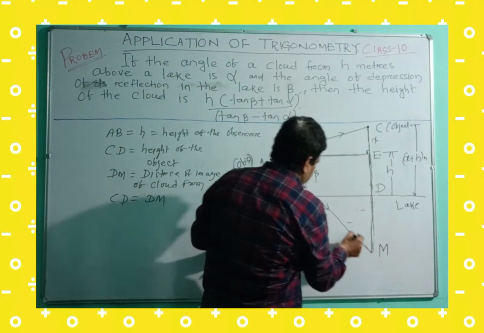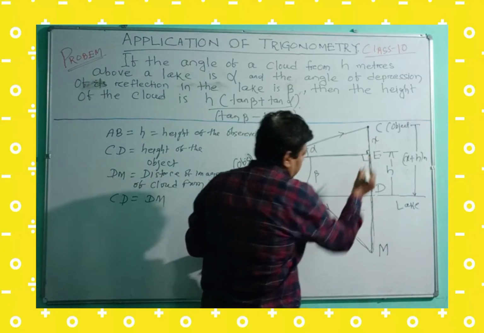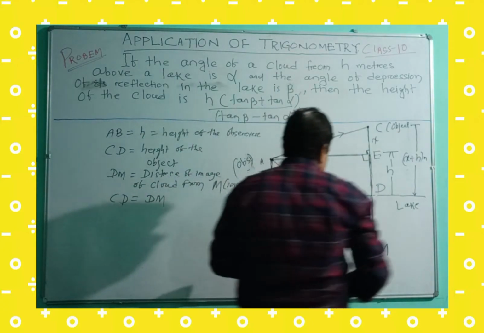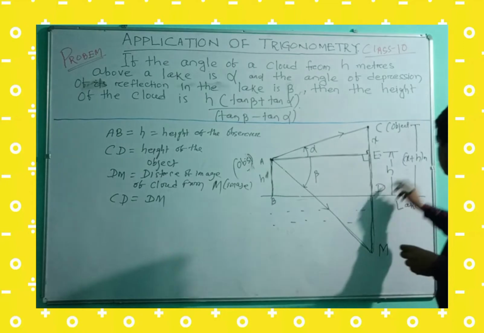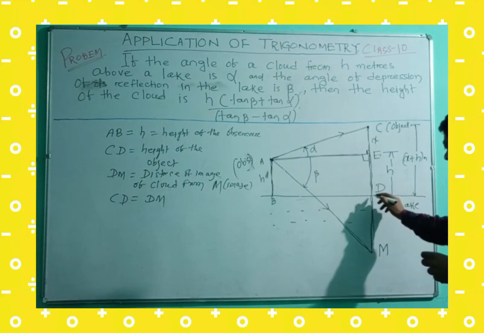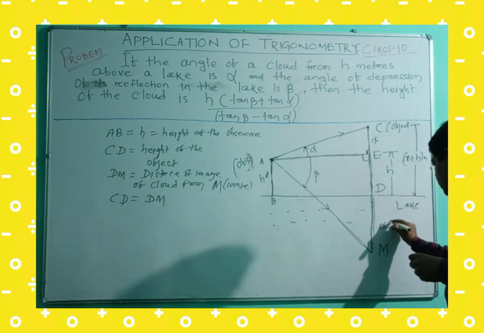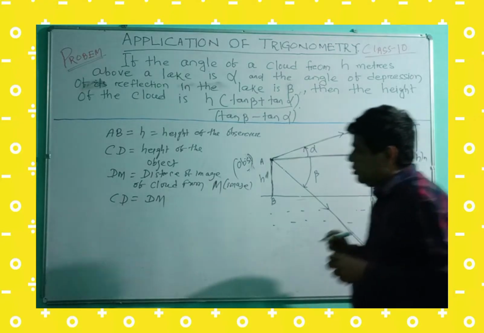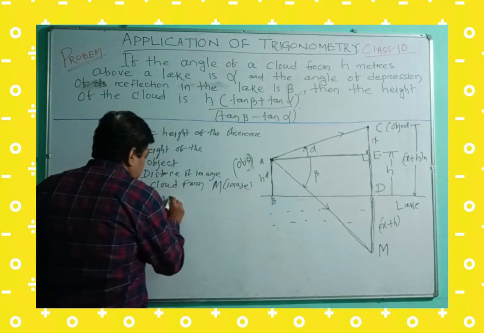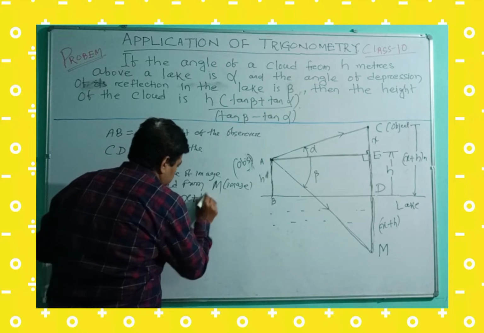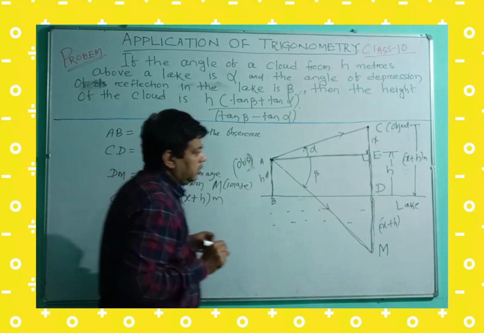AEM is a right angle triangle, yes or no? Why? Because this angle is 90 degrees. Understand? Is it clear? Now you see CD is equal to what? X plus H, and DM must also be X plus H, because the distance of the object must be equal to the distance of the image, which is X plus H meter, right? Understand?